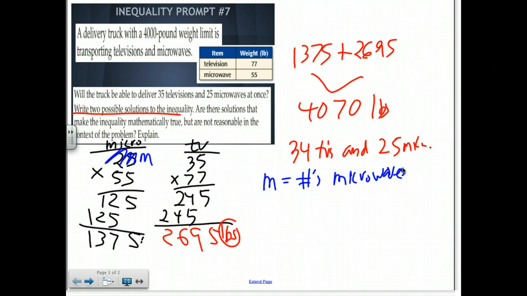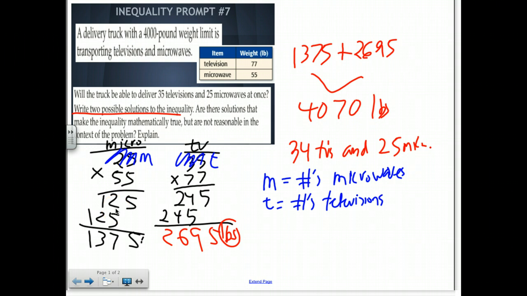On the TV side, what can change? The number of TVs. So instead of saying 35, what can I use? T. So I'm going to say T is the number of televisions. Right? We all agree? So we take that now and go back to the actual problem.